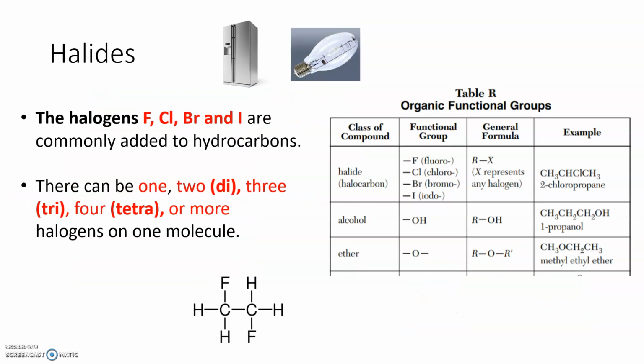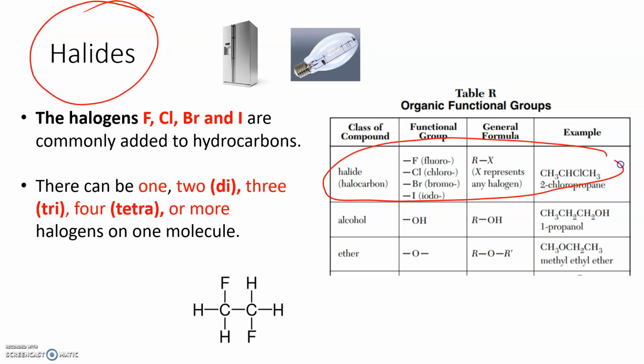All right, the last thing I'm going to talk about today is a different class of organic compound. This is not a hydrocarbon because it has other atoms bonded to the carbon chain. This is a class of molecules called a halide. Information about them is right here in table R. But basically, a halide is an organic molecule, a carbon chain, that has one of the halogens bonded to it somewhere, one or more halogens.